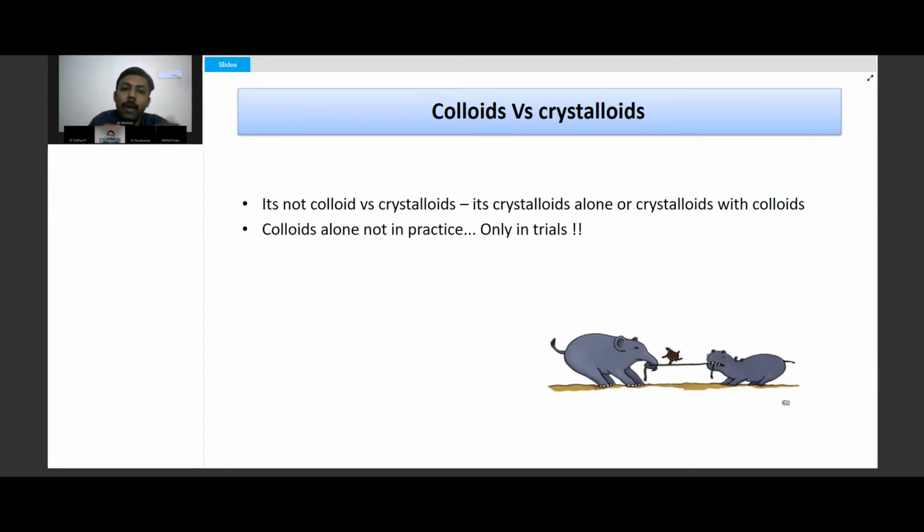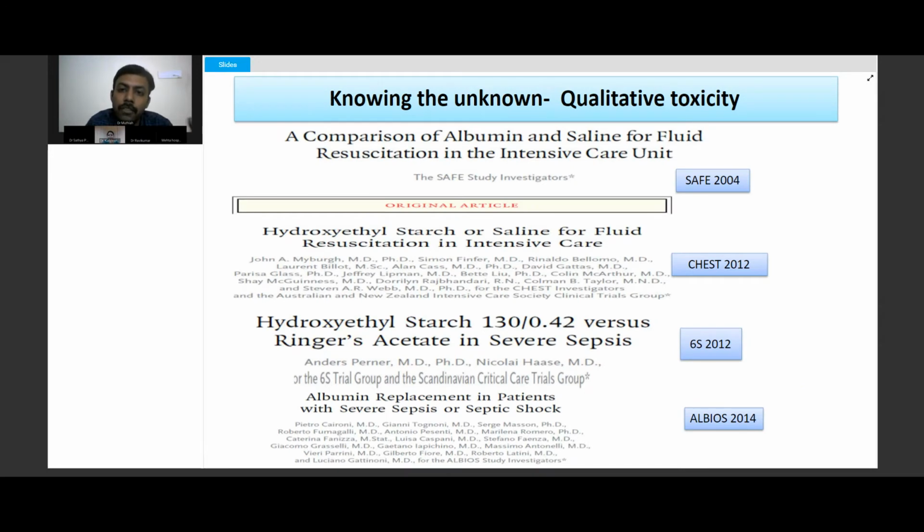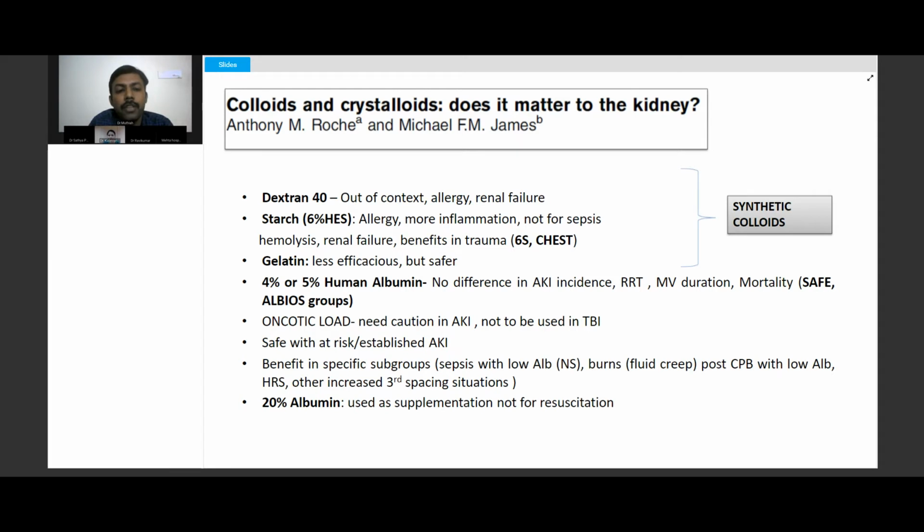So what next? We know that too much fluid is harmful. Too quick fluid is also harmful. What about the type of fluid? Is there any difference in harm? The qualitative toxicity: whether colloids are safer or harmful, whether balanced salt solutions are harmful or safe. So that is the next question. These are the famous trials: the saline versus albumin study, the HES studies at various multi-center places, then the recent ALBIOS, albumin in severe sepsis study. All of them found only one thing, that there is not much difference between colloids and crystalloids.